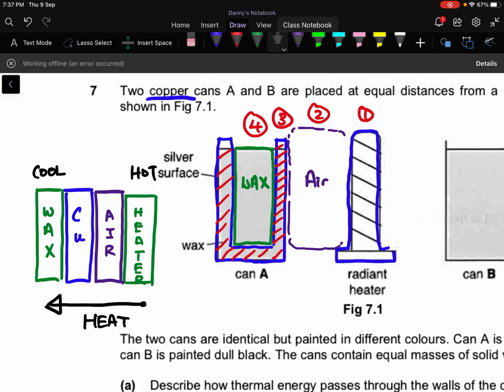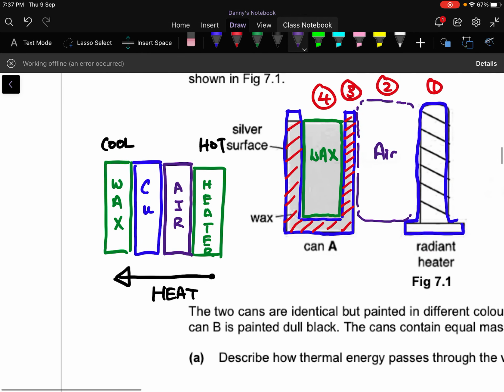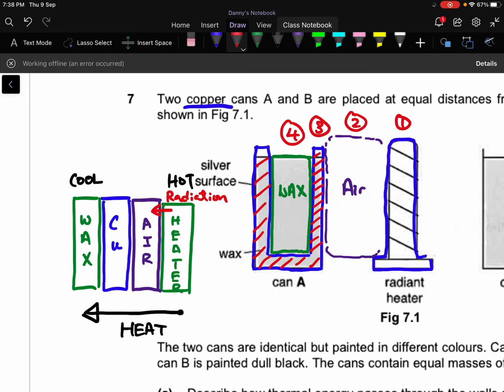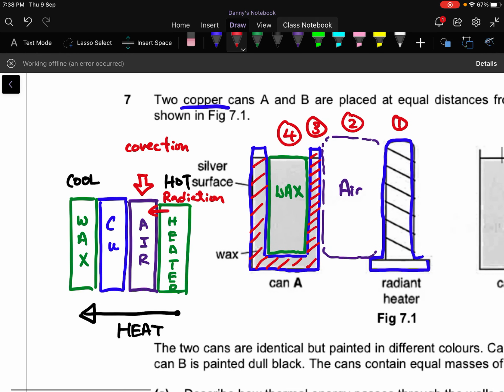So after I identified the direction of heat, the next thing I need to ask myself is, how does heat move from one layer to another layer? If I look at this, the heater to the air: the air is a very poor conductor, and the heater is made of solid, so it cannot convect. So the only way that the heat can go to heat up the air is by radiation. And of course, once the layer of air next to the heater gains heat, it will rise. And naturally, there will be convection forming within the air, that will heat up the rest of the air.